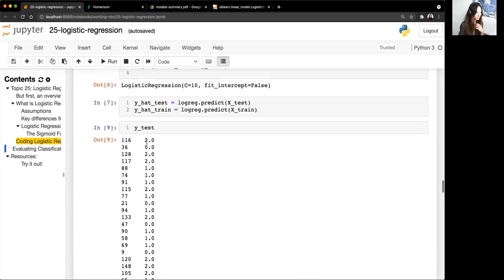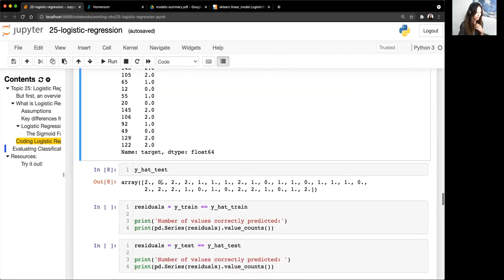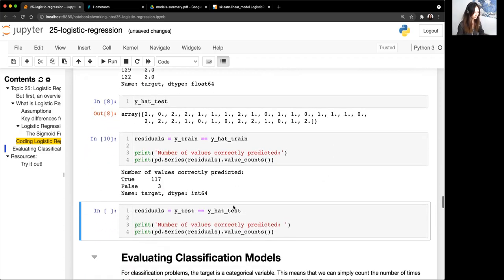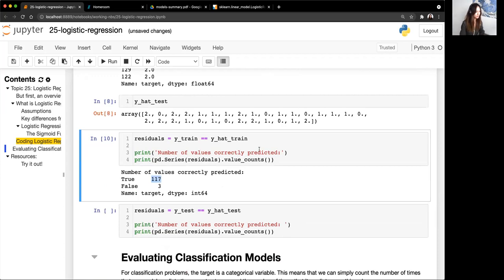So let's take a look at our number of values correctly predicted, which is basically which numbers match up. Like this first one, both are 2. The second one, both are 0. The last one, both are 2. I guess the second last one, the actual is 2. The predicted was a 1, so that's incorrect. So let's take a look at just how many were correctly predicted. Cool. Correctly predicted, we have 117 being true, 3 being false. And this is in our train set, sorry.